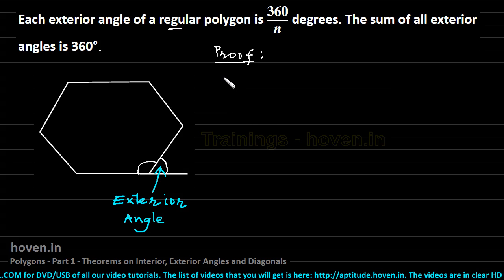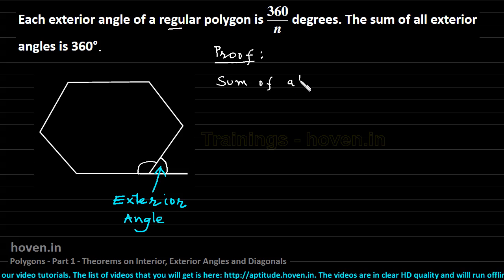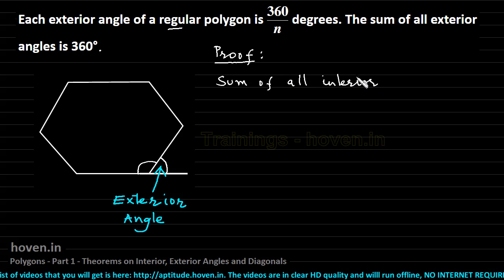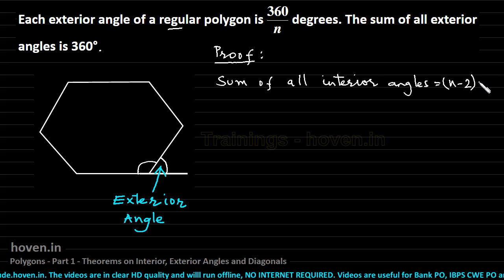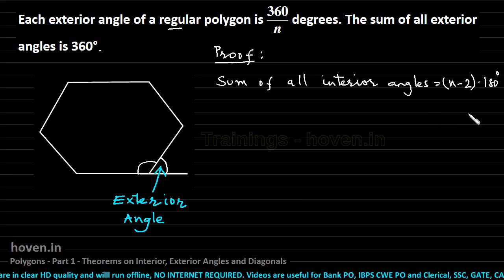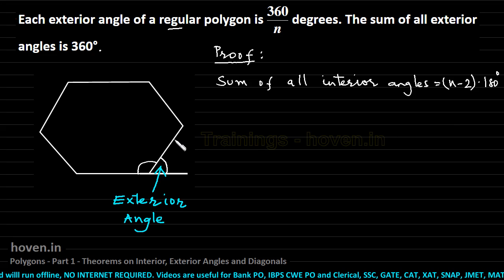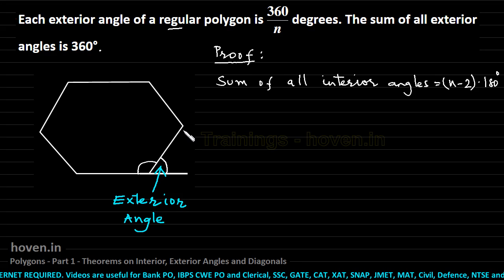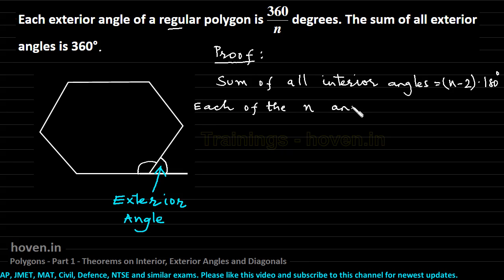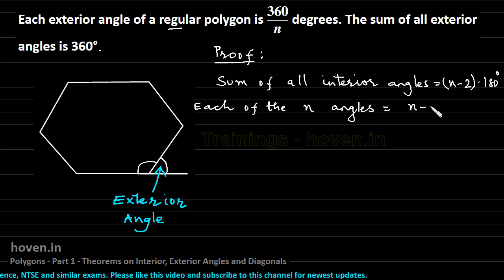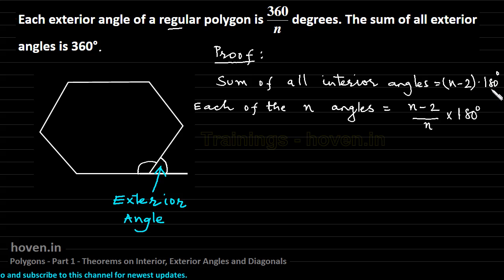Let us do this. Sum of all interior angles is equal to n minus 2 into 180 degrees. This is what we have proved just now. And since this is a regular polygon, all interior angles are mutually equal to each other. And if the polygon has n sides, there will be n angles. So we can write each of the n angles should be equal to n minus 2 by n into 180 degrees. We have divided n minus 2 into 180 by n.